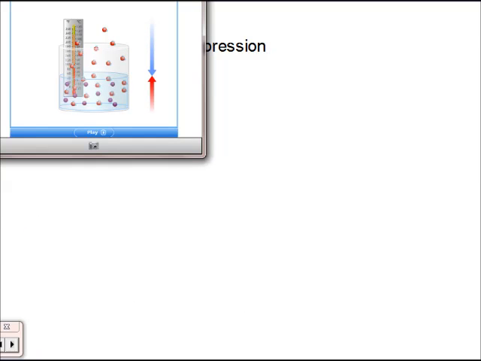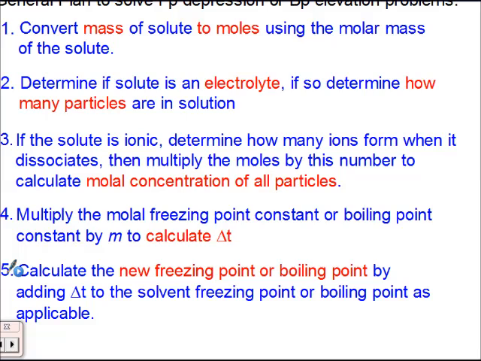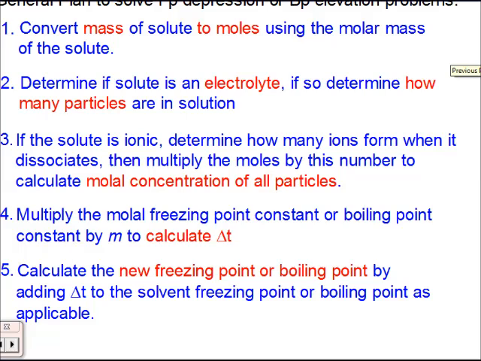So we will have some problems that we're going to go through. I want you to pause the video and write these down. And when we come back to class tomorrow, we're going to learn how to do some of these problems. But this is your general plan to actually solve these problems. So pause the video, write them down, come into class prepared to try some of the problems, like this. Find the freezing point and boiling point of a solution containing 65 grams of sugar dissolved in 250 grams of water. Okay, so there's your instructions, and write those down. Make sure you have the equations written down also.